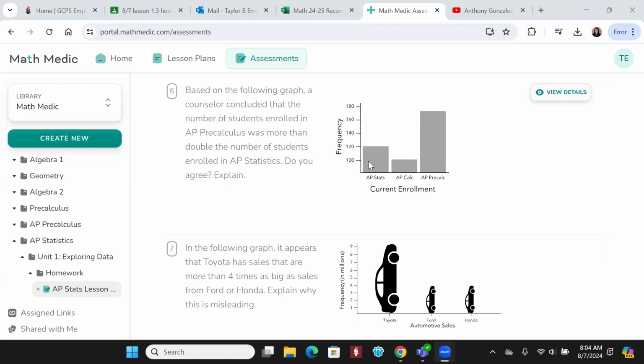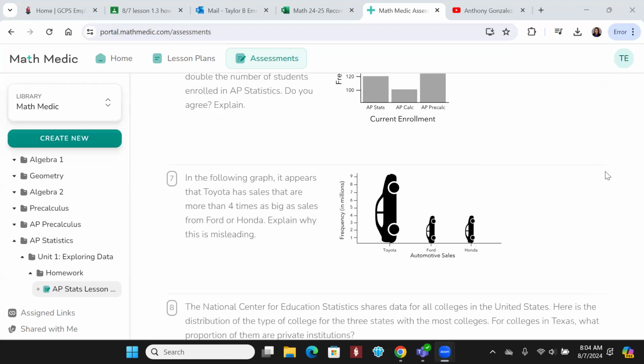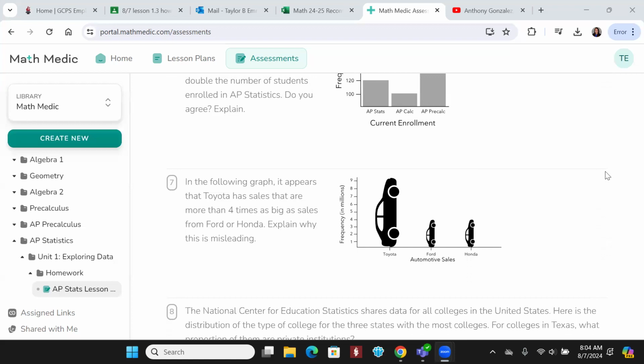And we can't really tell what this one is. All right, number 7. In the following graph, it appears that Toyota has sales that are more than 4 times as big as the sales from Ford or Honda. Explain why this is misleading.